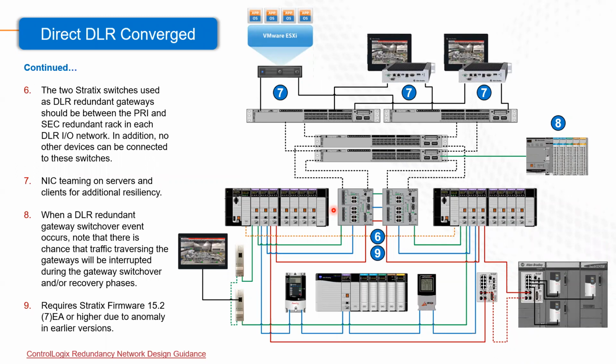Again, nothing really there. Again, we're using redundant gateways. Those are the Stratix 5400s that are shown at, let's see, 6 and 9. Thank you, Wayne. You're doing great cursor control. But this is how we get the more direct redundancy when everything needs to be backed up.